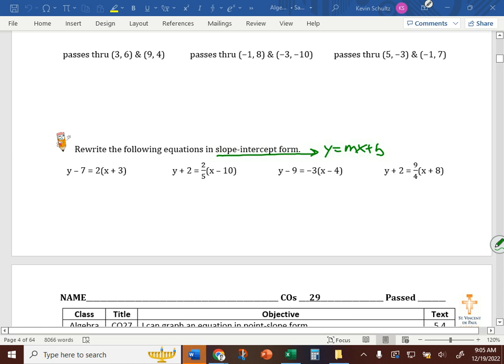Basically meaning you get y by itself. Okay? Now I heard someone say it's so easy. Someone who thinks it's easy, share with me how you got to the answer.